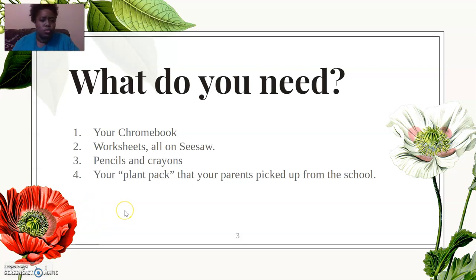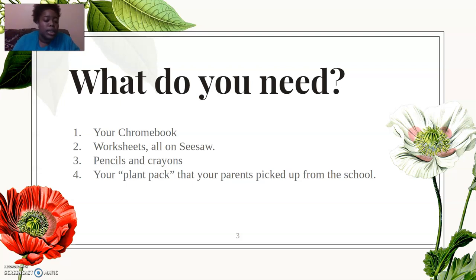So, what do you need? First thing is you need your Chromebook. The second thing is that you need your worksheets, which are all on Seesaw. And you can get to Seesaw from going to our Science Clever page. The third thing that you need are pencils and crayons. And last but not least, you need your plant pack that your parents picked up from the school.